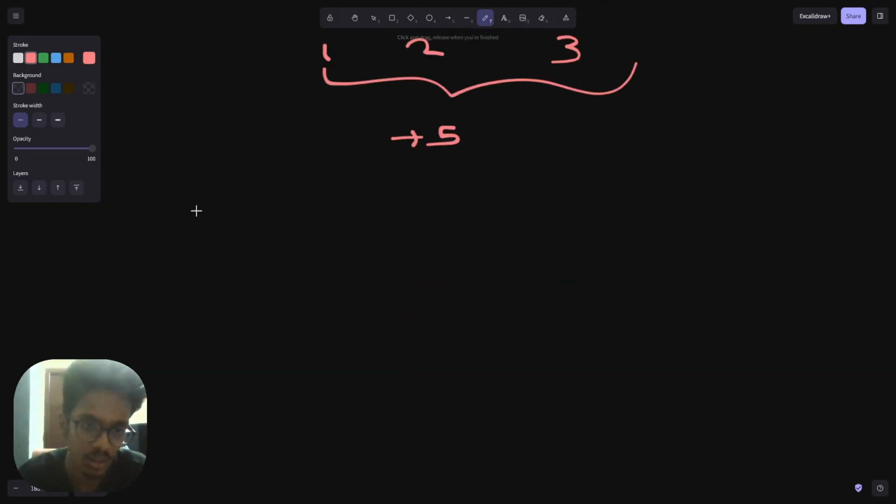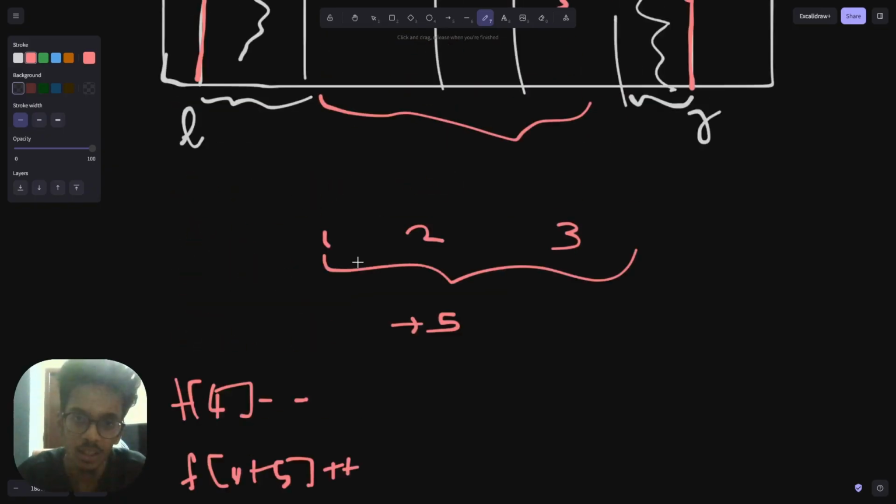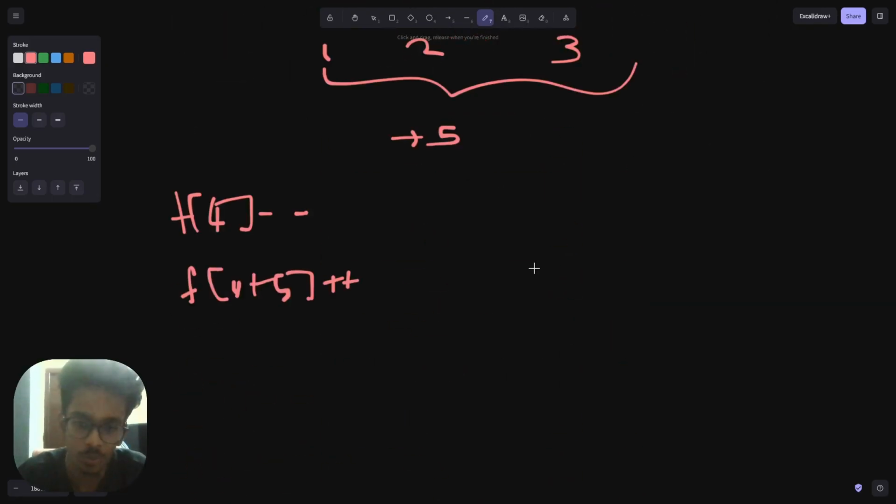Let's say you have 4 here. You need to subtract the frequency, and you need to do f of 4 minus and f of 4 plus 5 plus. This is what you need to do, brute force in a sense. If you keep doing this for every block, it won't be optimal.